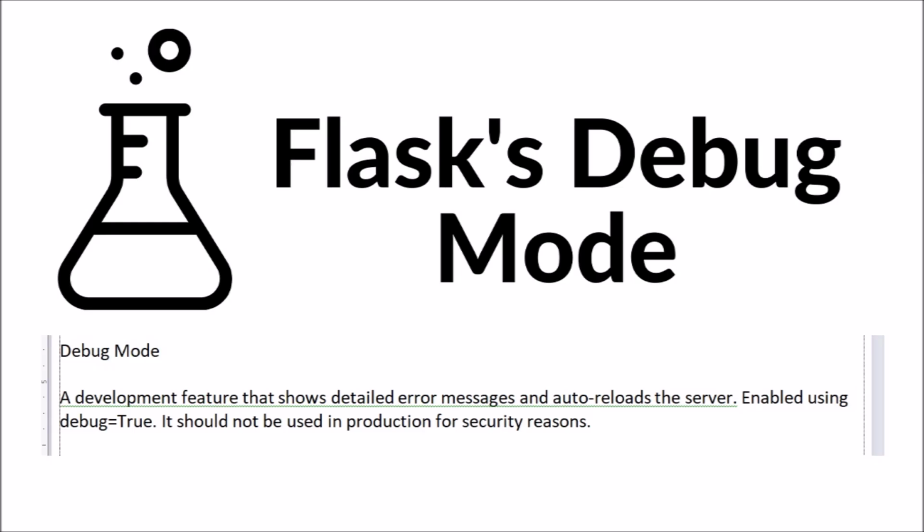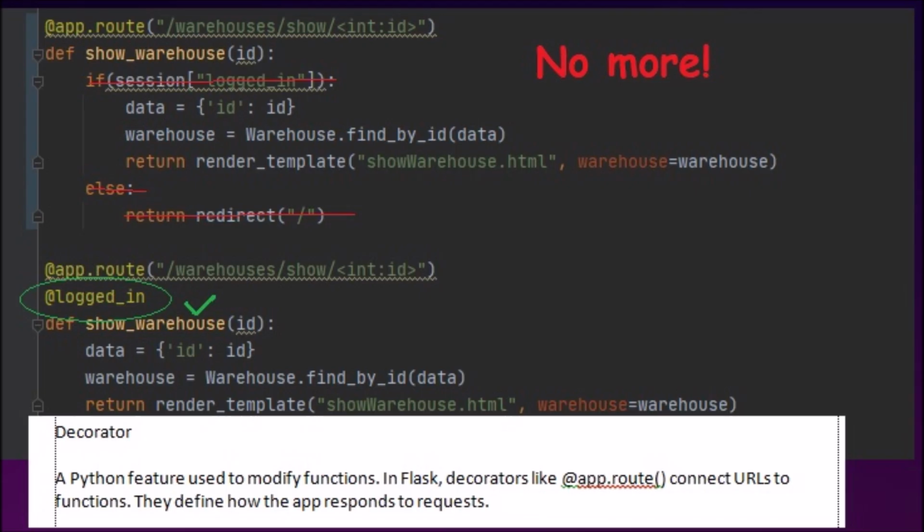Debug mode. A development feature that shows detailed error messages and auto-reloads the server. Enabled using debug=True. It should not be used in production for security reasons.